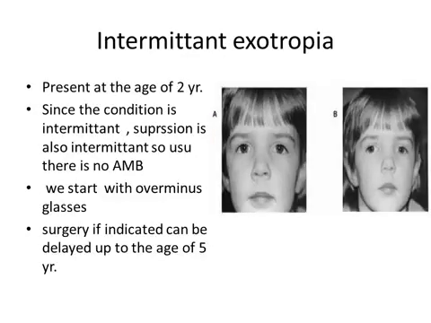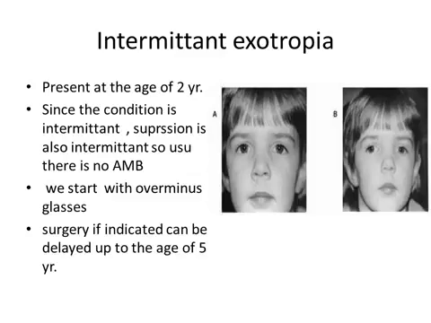The second type of exotropia is intermittent exotropia. The presentation is usually at the age of 2 years. Since the condition is intermittent, we are not bothered about suppression, because suppression will also be intermittent and it will not cause amblyopia. Usually, our aim is to stimulate the contraction of the medial recti by stimulating accommodation, and this is by giving minus glasses. So, just like we treated accommodative esotropia with plus lenses, we treat intermittent exotropia with minus lenses.